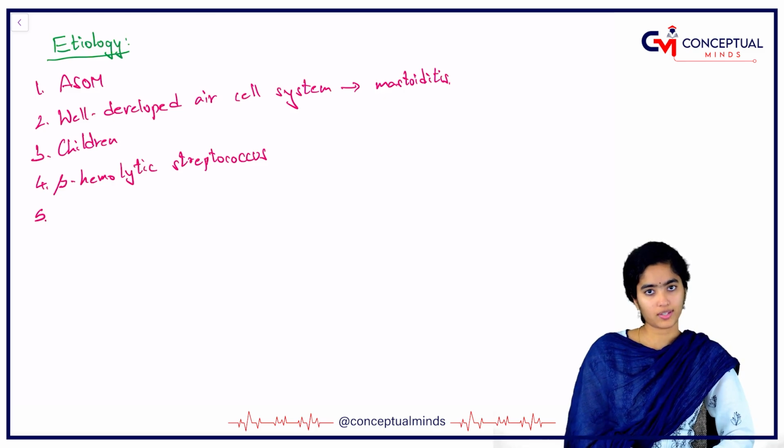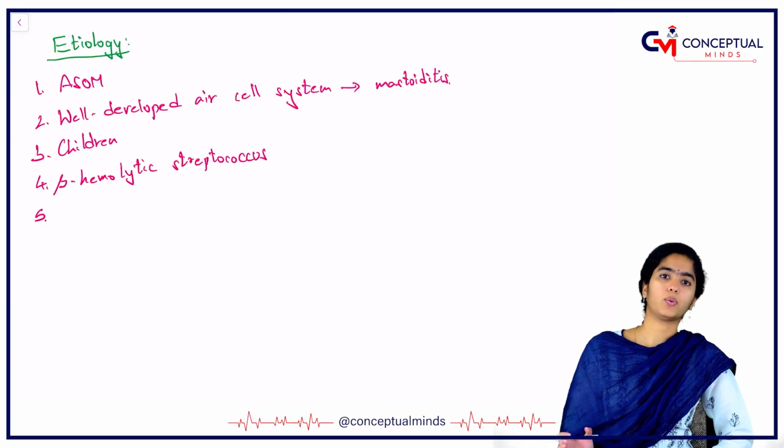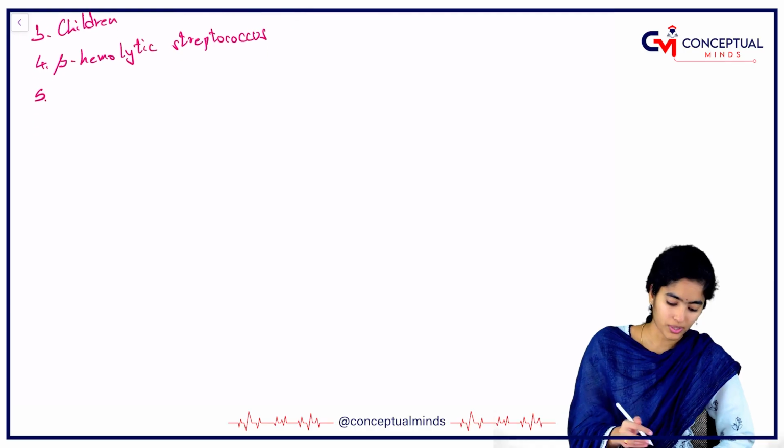What is the most common organism? It is beta hemolytic streptococci, but please remember that anaerobic organisms are also associated with mastoiditis. Why must you remember this? Because while prescribing antibiotics, make sure that you have an anaerobic cover also. So this is about the etiology.